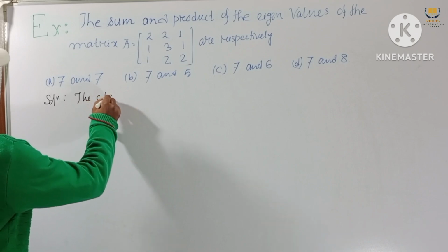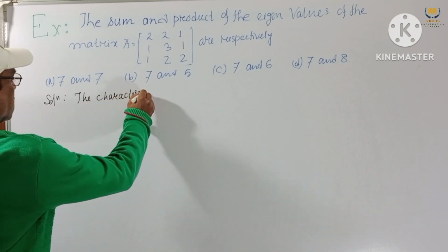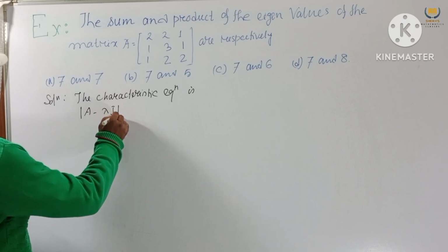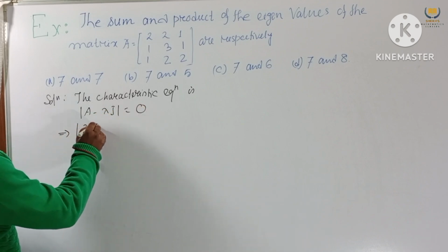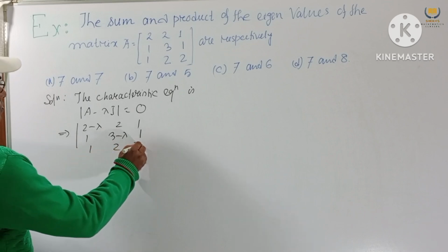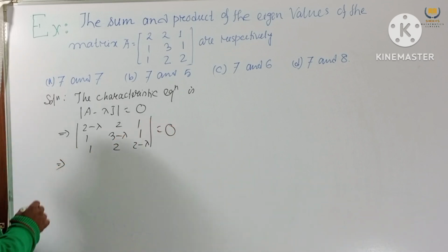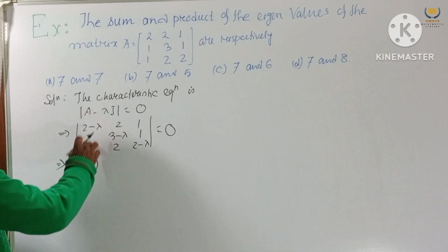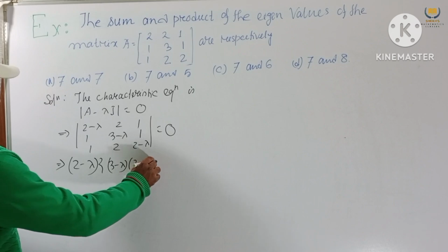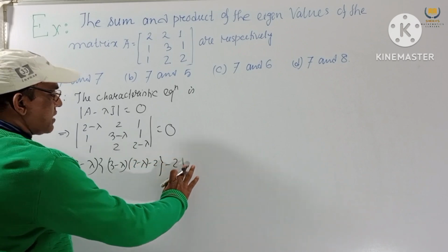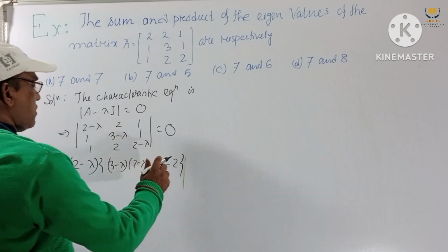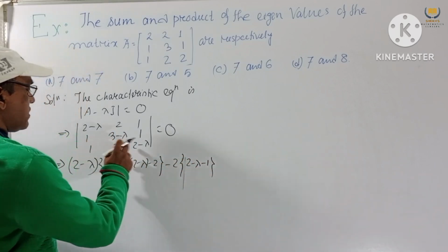the characteristic equation is determinant of A minus lambda I equal to 0. So this is 2 minus lambda, 2, 1; 1, 3 minus lambda, 1; 1, 2, 2 minus lambda, equal to 0. So we expand this, first taking 2 minus lambda, then this cancel, this into this into this. So 3 minus lambda, 2 minus lambda minus 2. Minus 2 we consider. If we take minus 2, then this cancel, this into this into this. So 2 minus lambda minus 1.